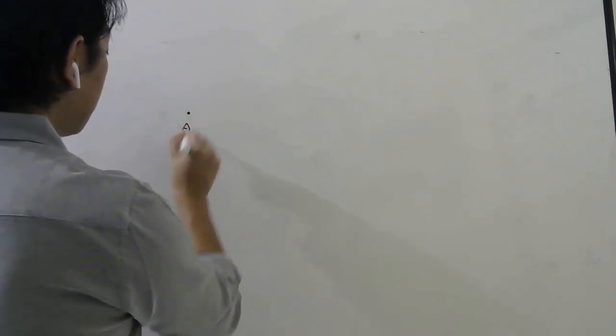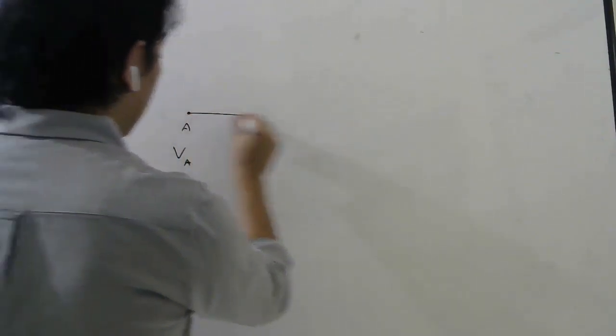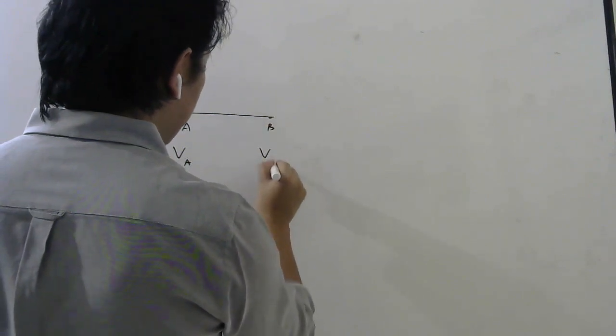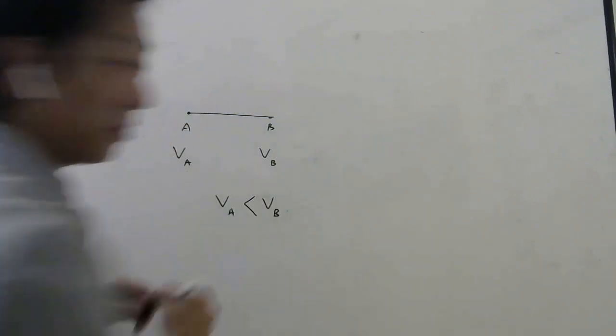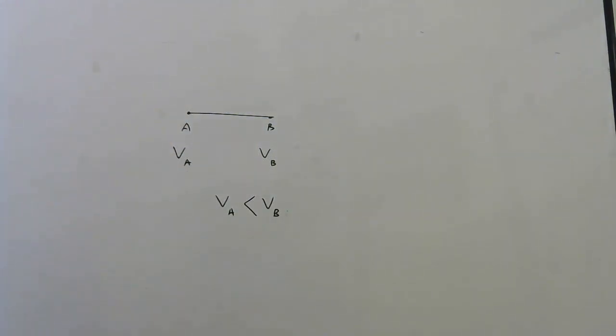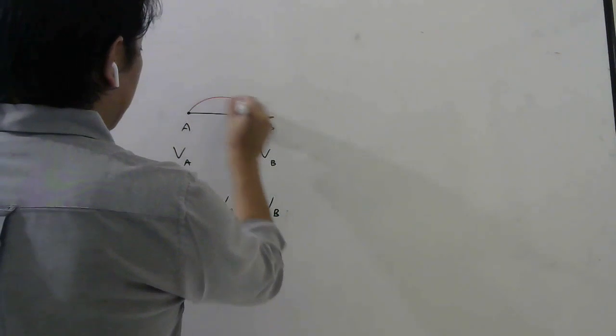Question number 3. If a negative charge is shifted from a low potential region to a high potential region, how will the electric potential energy change? It's a very interesting question. A negative charge is shifted from low potential region to high potential region. So let us say this point has potential VA, this point has potential VB. Potential VA, let us say, is less.